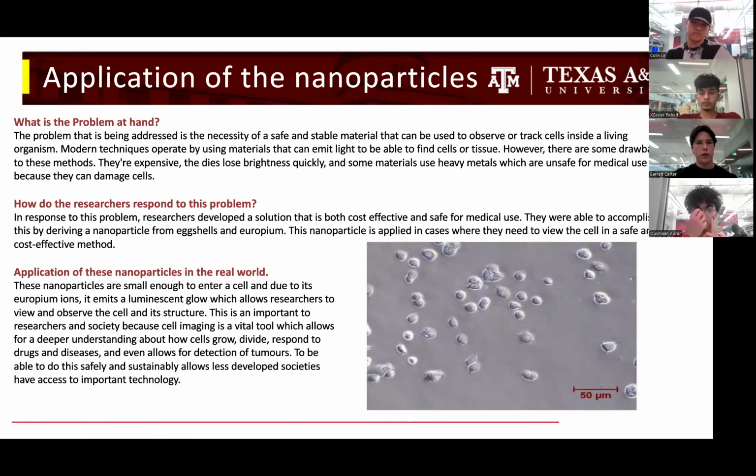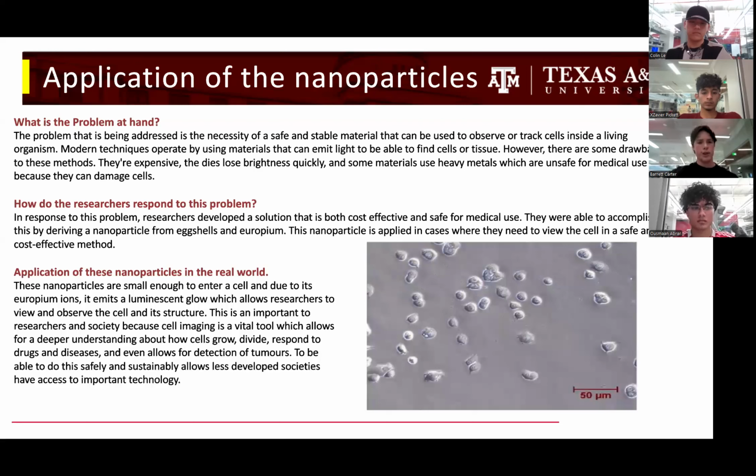So the researchers in our journal that we are discussing respond to this problem by developing a solution that's both cost-effective and safe for medical use. They're able to accomplish this by using a nanoparticle derived from eggshells and europium. This nanoparticle is applied in cases where they need to view a cell or tissue in a safe and cost-effective method. Let's discuss the application of these nanoparticles in the real world.